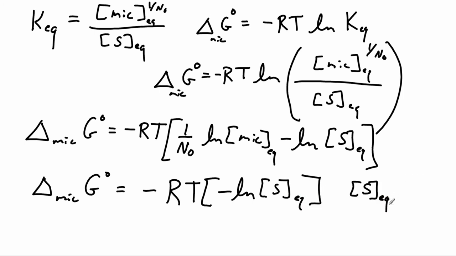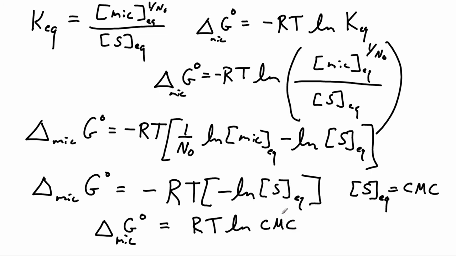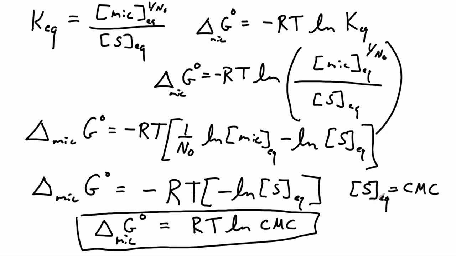What is the concentration of surfactant at equilibrium? Well, we know that that is going to be equal to the CMC, the critical micelle concentration. So we can just plug this in here, cancel these negative signs, and we get our final equation that delta G for micelle formation standard is just going to be RT log of the CMC. And the only assumption we've made there is that this term is much bigger than this term and that we have ideal behavior. If we didn't want to have ideal behavior, we could just plug in the concentration of surfactant at the CMC times the activity coefficient.